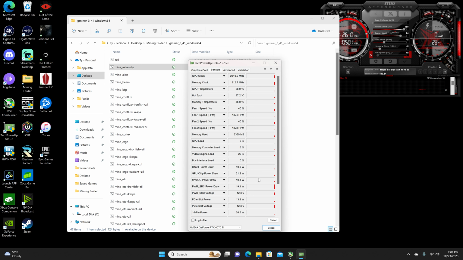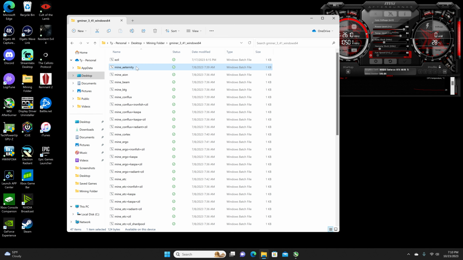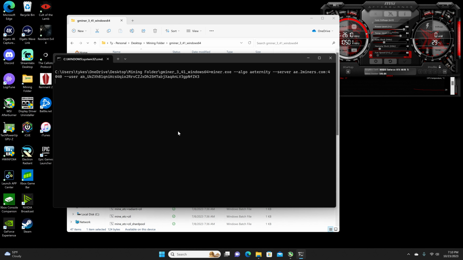Now for the power draw at the moment, getting about 20 to 21 watts. And at the wall, getting about 160 watts, so not including the GPU at the moment. It's about 140 watts for the whole entire system, not including the GPU. So besides that, let us start this on up.